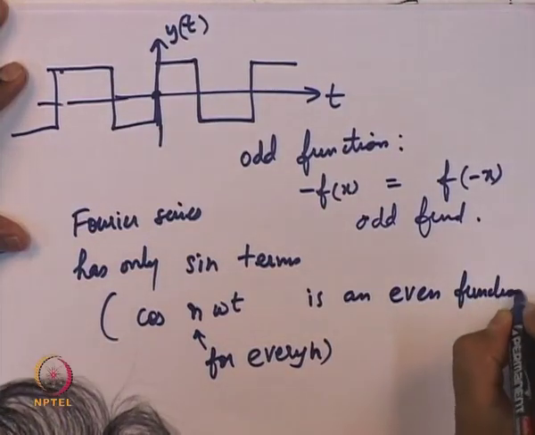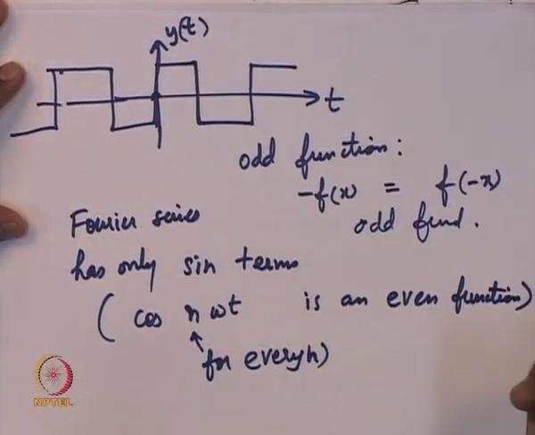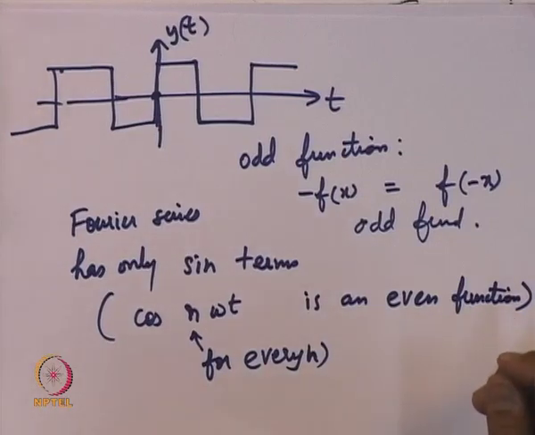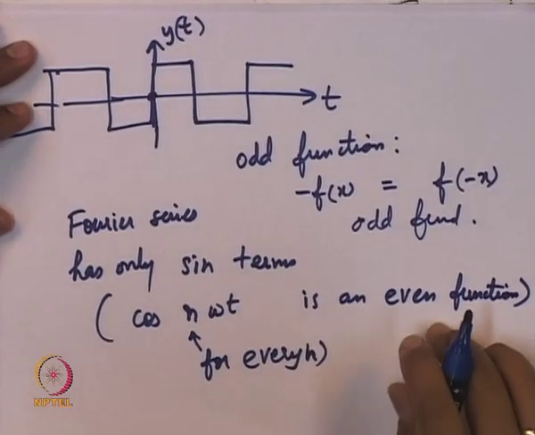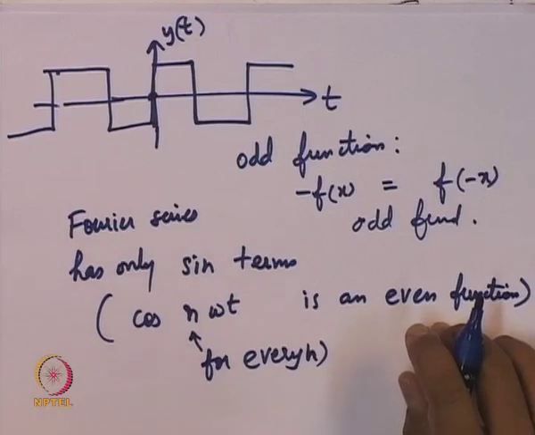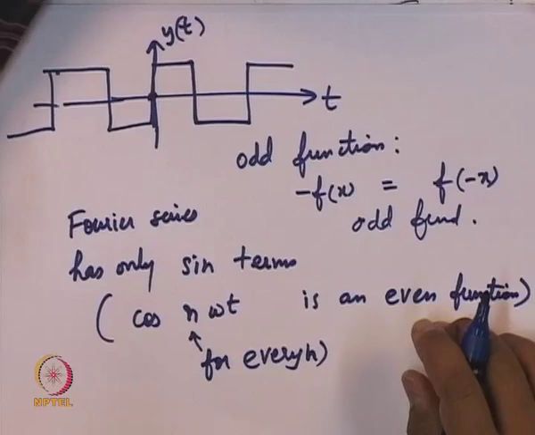Of course, all functions are not either odd or even. Any integer somebody gives us is either an odd integer or an even integer. But that is not the case with functions. Every function need not be either an odd function or an even function. In general, we can say a function has an odd part and an even part. You need both odd and even parts to construct a function.